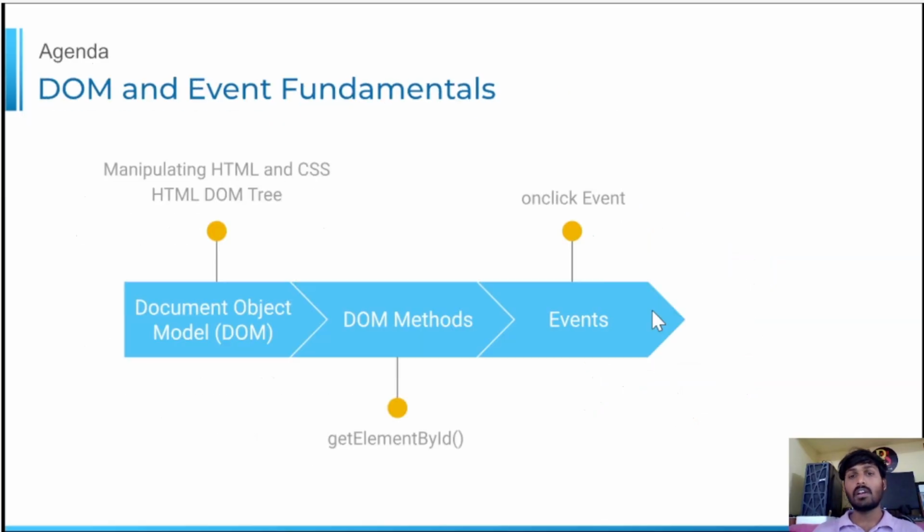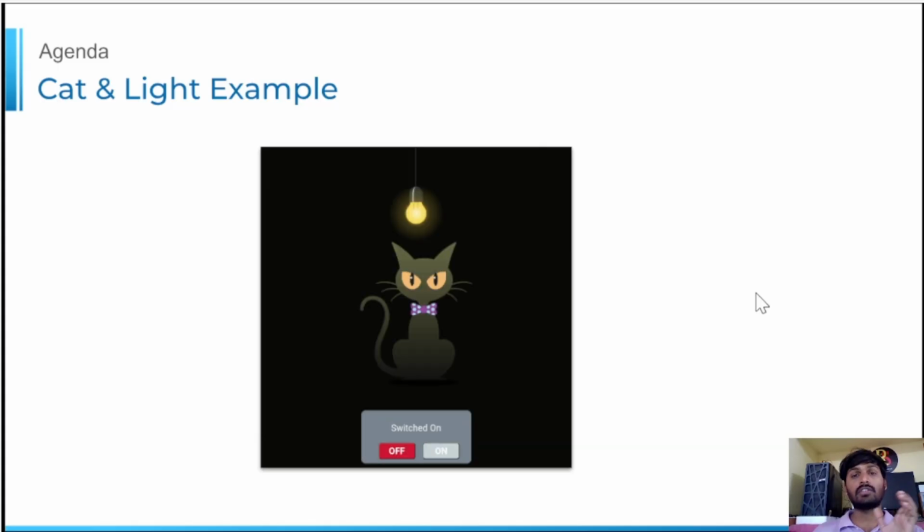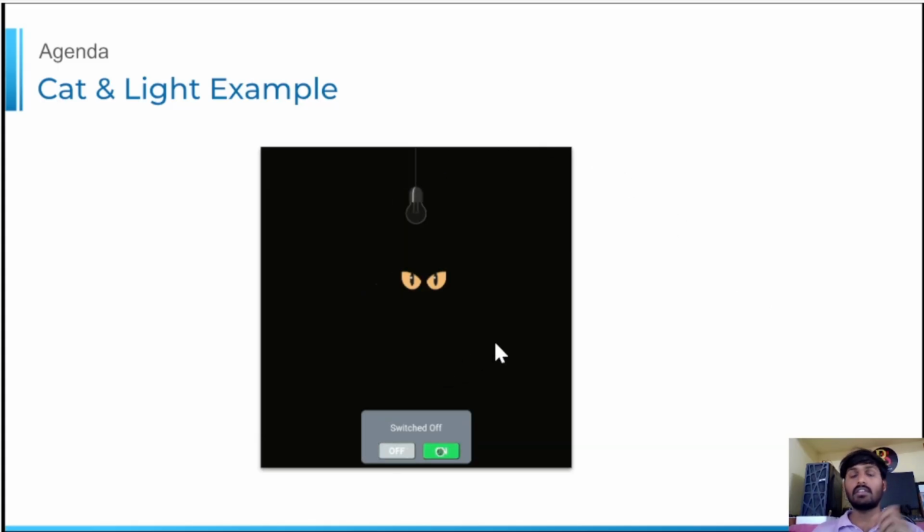In this video our agenda is DOM, the document object model, in that manipulating HTML and CSS, and we will learn about the HTML DOM tree followed by DOM methods, in that getElementById, and also we will learn about events, the onClick event. At the end of this video we can complete this task.